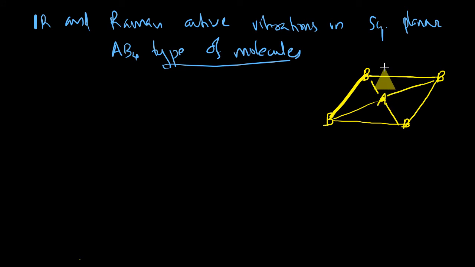And what are the symmetry elements you can see in this square planar molecule? You can see the C4 axis here, right? The C4 axis is perpendicular to the plane of the molecule, and it is passing through the central atom, A. So this is the C4 axis. Let me write the symmetry elements that you can see here, that is C4.